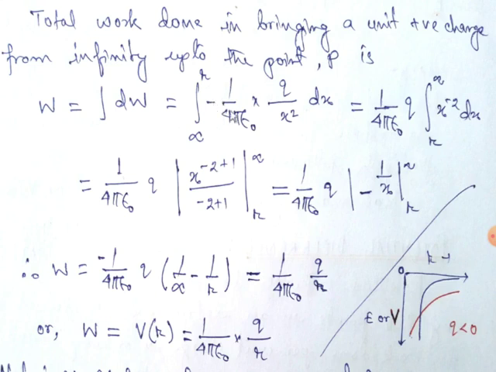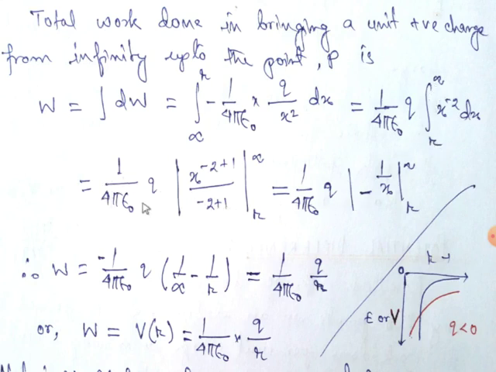So let's interchange it. But the 1 by 4 pi epsilon naught and q are constants, so you take them outside the integration. And then you need to integrate 1 by x square. 1 by x square is what? x inverse square, right? And the limits have been changed. Previously it was from infinity to R. Now it is from R to infinity.